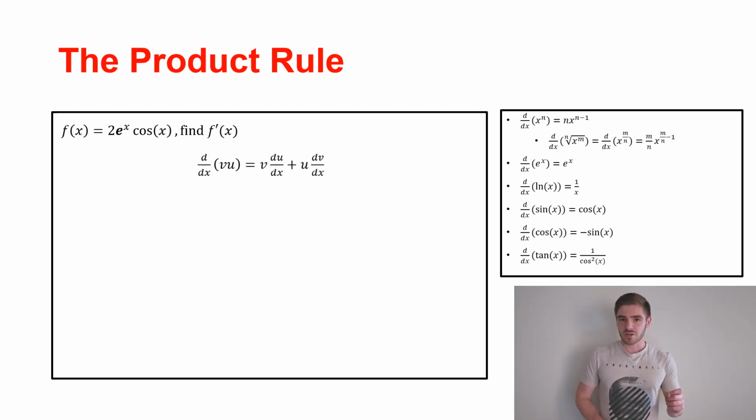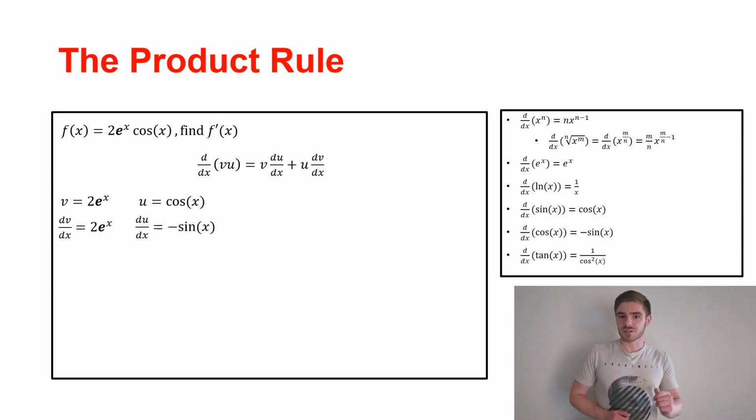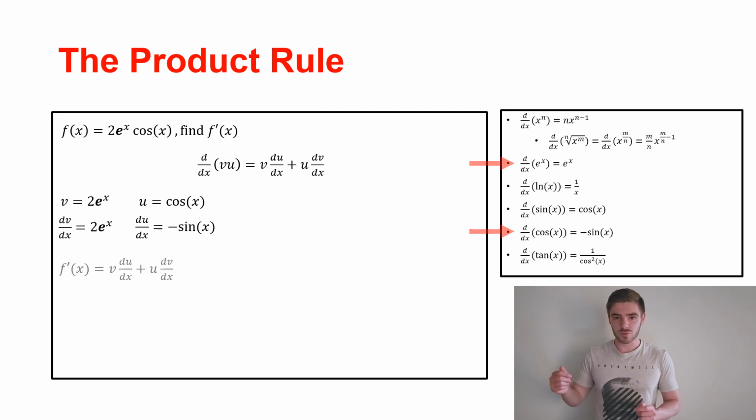First, we just need to define what those two functions are, u and v. It doesn't matter which one you give to u and which one you give to v, because the order can be swapped. It is a product of two terms, and it doesn't matter which order you write them in. Next, we need to find the derivative of both of those functions, which you can do using the table of known derivatives. Now that we have all the required terms, we can substitute into the product rule and then simplify the result.